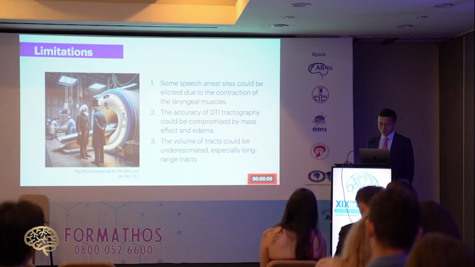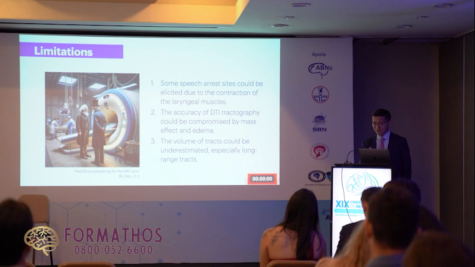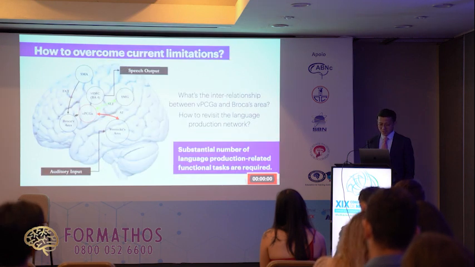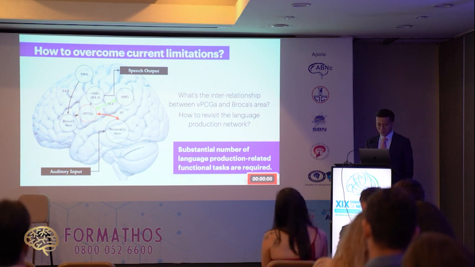For example, some speech arrest sites could be elicited due to the contraction of laryngeal movement. And the accuracy of DTI tractography could be compromised by tumor mass effect and peritumoral edema. And finally, the volume of tracts could be underestimated, especially for long association fibers. So I believe there are more questions to be answered in future work.